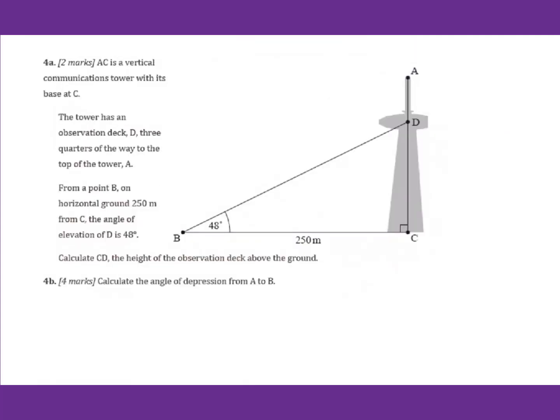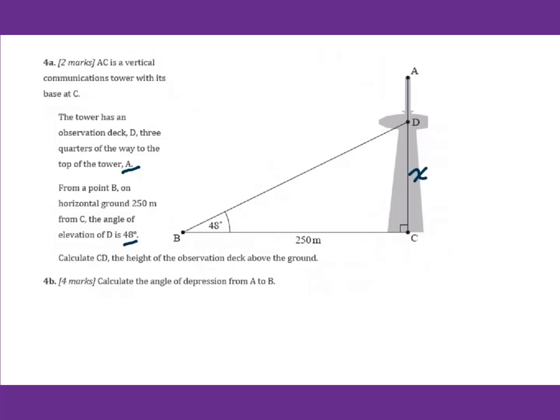AC is a vertical communication tower with its base at C. The tower has observation deck D 3/4 of the way to the top of the tower A. From a point B on horizontal ground 250 meters from C, the angle of elevation of D is 48 degrees. Calculate CD, the height of the observation deck above the ground. So we're looking for this X.